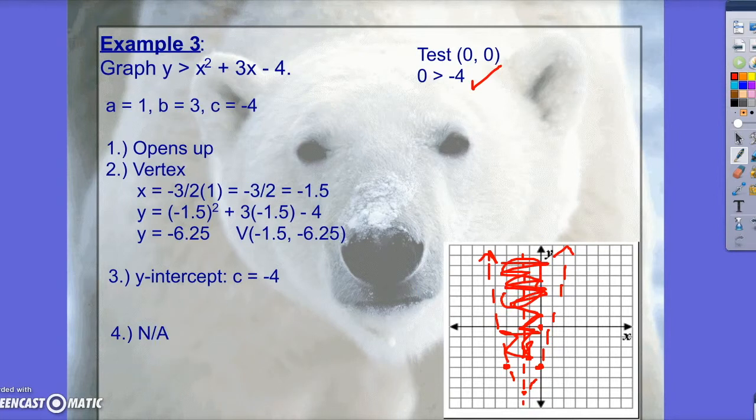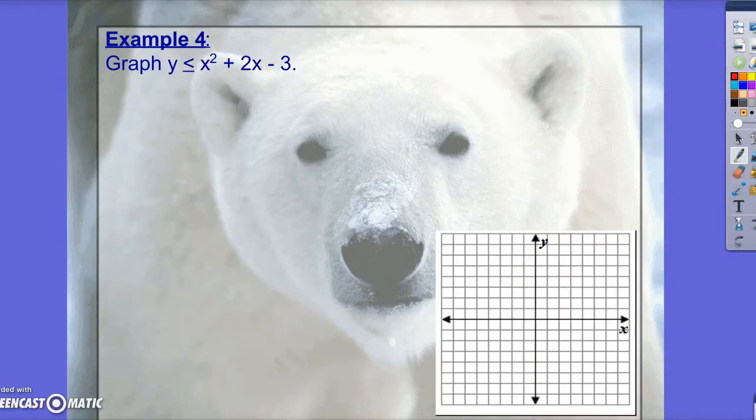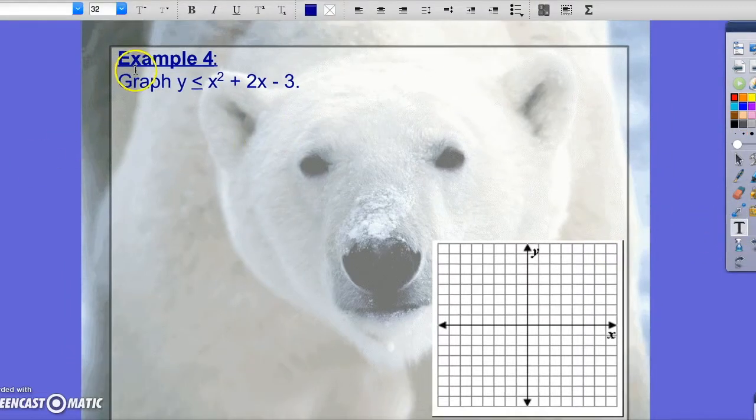All right, so we have one last example here. y less than or equal to x squared plus 2x minus 3. So hopefully, like I said, you might want to pause the video and actually try it yourself, because it's a review from 4.1 and we already know how to graph inequalities from previous lessons. So, like I said, I'm not going to do too much talking about the problem. This opens up again.